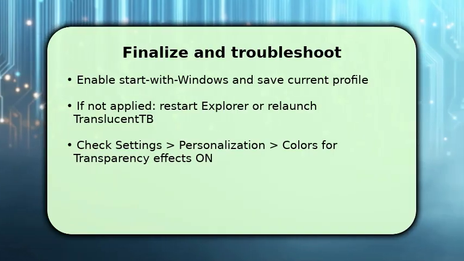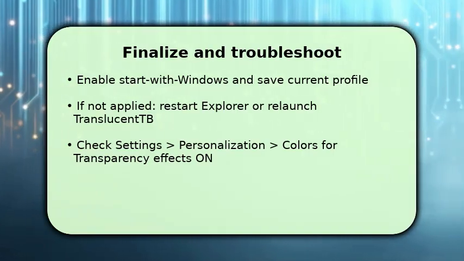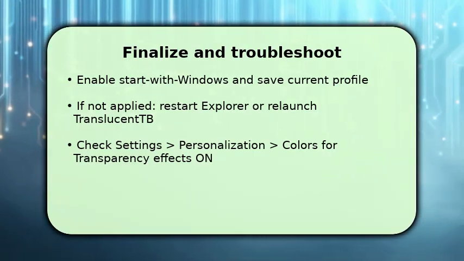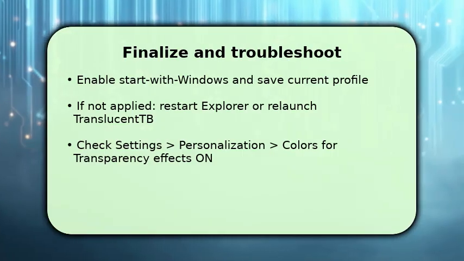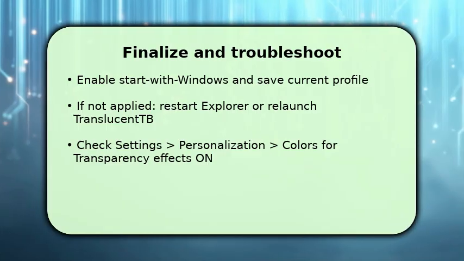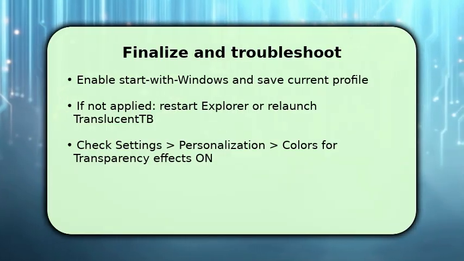If the taskbar still looks opaque, restart Explorer: open Task Manager, find Windows Explorer and choose Restart. That often forces the new visuals. Make sure the OS level transparency effects setting is on because Translucent TB depends on it.